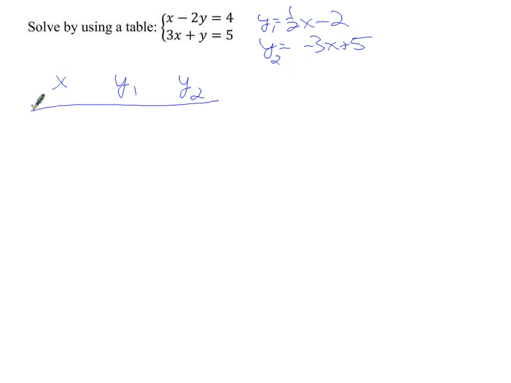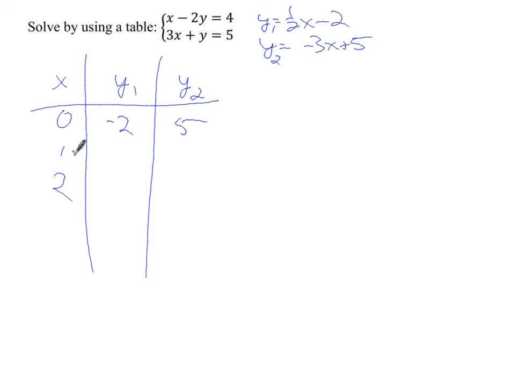So here's our table. I'll just go 0, 1, 2. Plug in 0 and you get -2 for y1, you get +5 for y2. Plug in 1 and you get 1/2 minus 2, which is -1 and 1/2. You get +2 here. So the question is, are we going the right way? Yeah, the difference between y1 and y2 is shrinking. So that means we are going the correct direction. I take 2 and I plug it in. 1/2 times 2 is 1. 1 minus 2 is -1. Take 2, plug it into the second equation. -3 times 2 is -6. Plus 5 is -1. I got the same value right there.